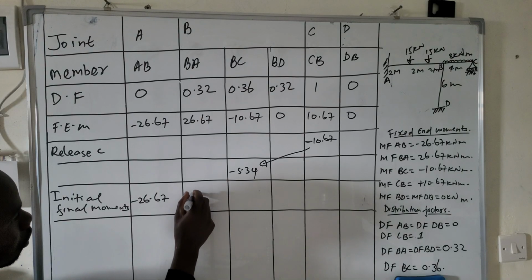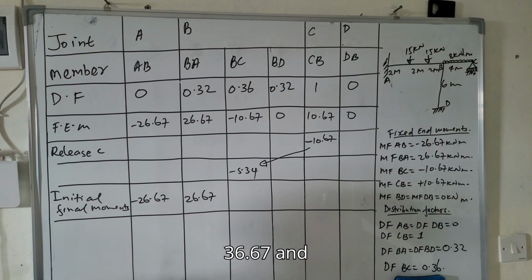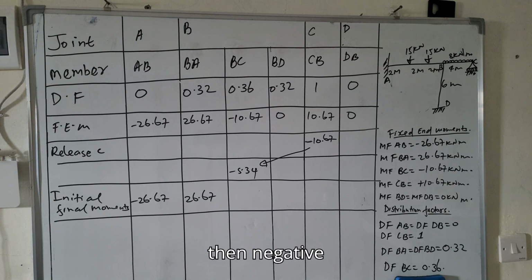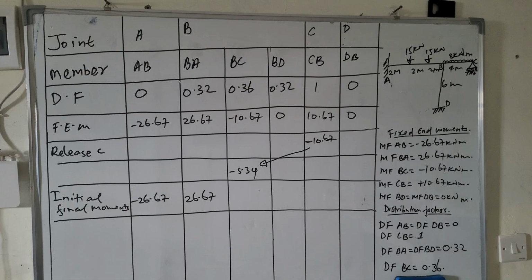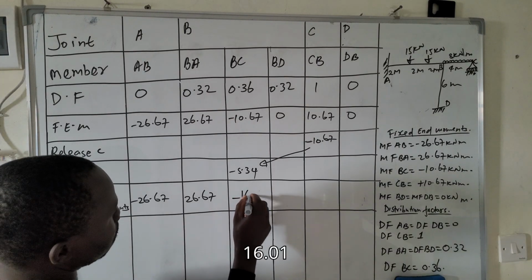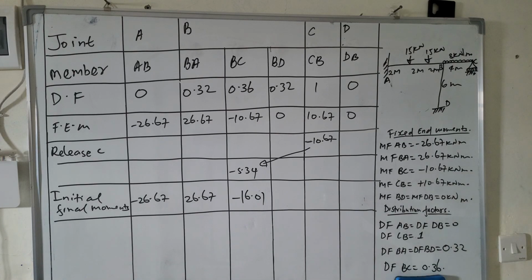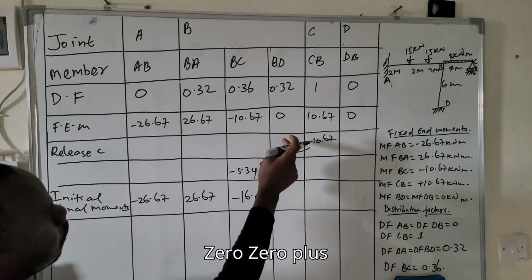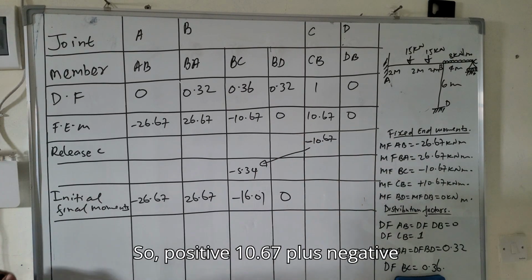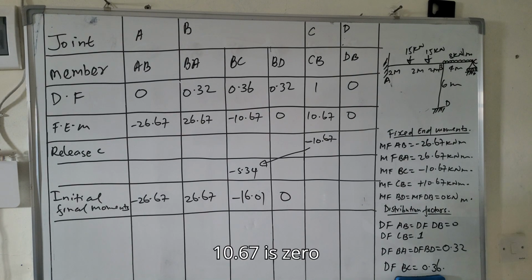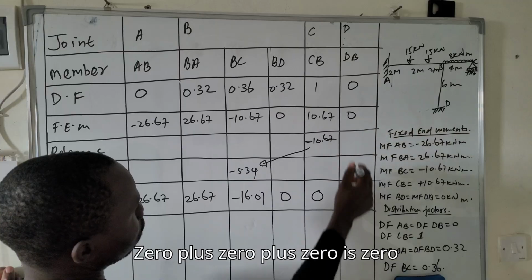So 26.67. And then negative 10.67. Negative 10.67 plus minus 5.34. So the answer is negative 16.01. Then 0 plus nothing, 0. So positive 10.67 plus negative 10.67, 0. Then 0 plus 0 plus 0, 0.